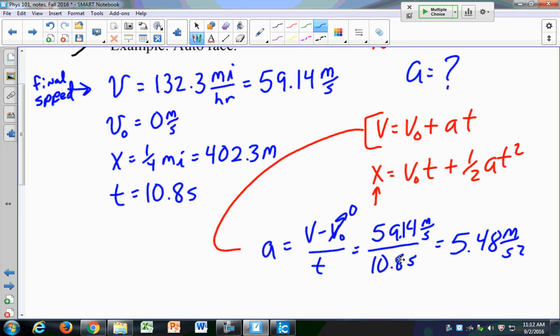I have all the right sig figs. I'm limited by the 10.8 seconds to 3 sig figs.